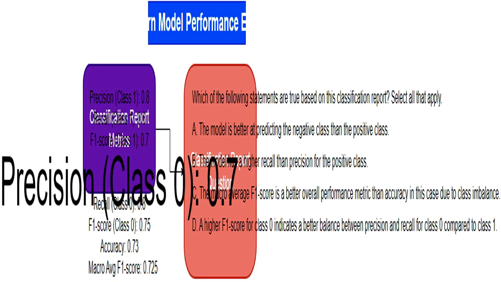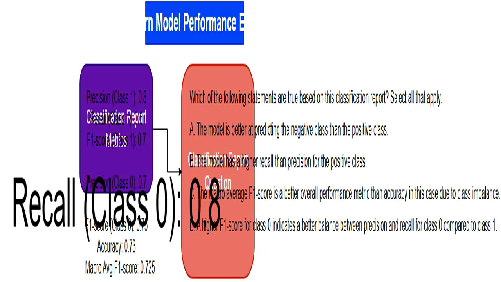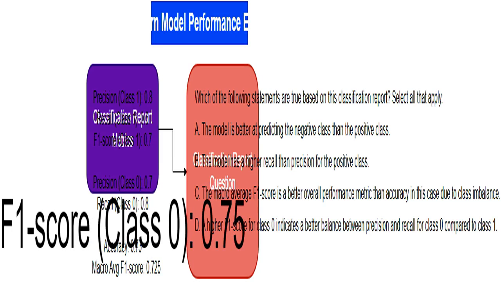For class 0, the precision is 0.7. This means 70% of the instances predicted as class 0 were actually class 0. The recall for class 0 is higher, at 0.8. This means the model correctly identified 80% of the actual class 0 instances. The F1 score for class 0 is 0.75.